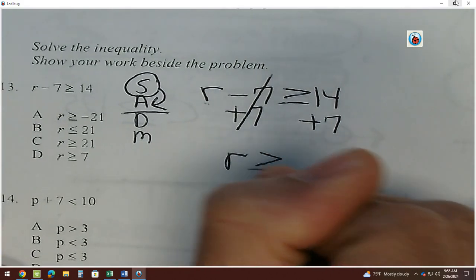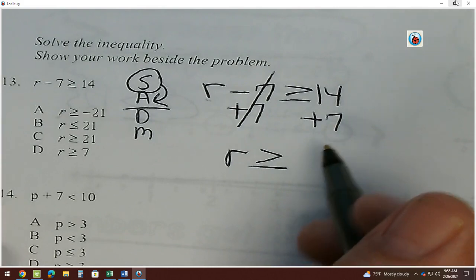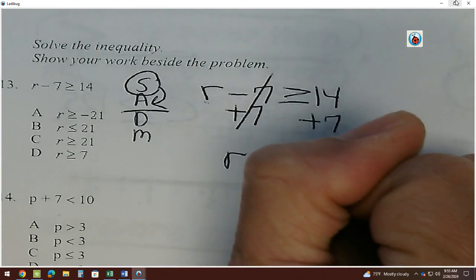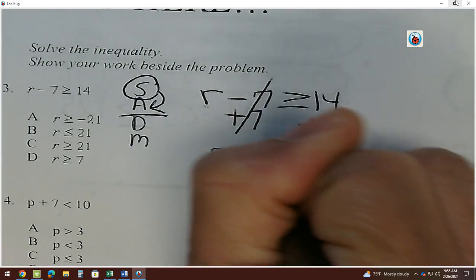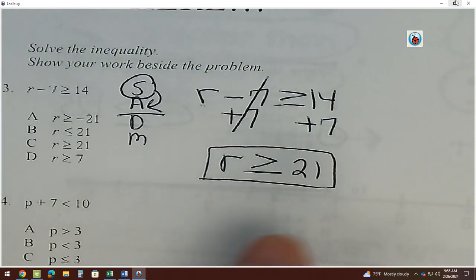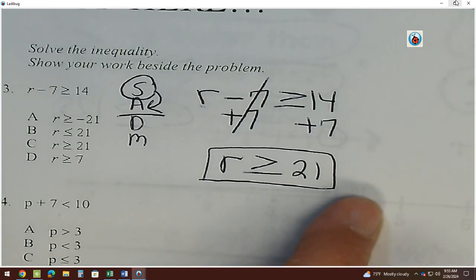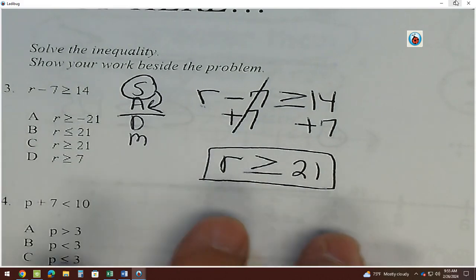R is greater than or equal to, now I'm going to add the other side. What you do to one side, you do to the other. So 14 plus 7 is 21. So we're saying that R can be 21, 22, 23, 24, anything that's equal to 21 or greater. Now before you go choose it, let's go test to see if it's true.